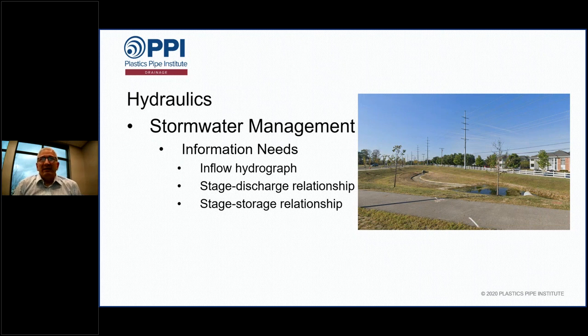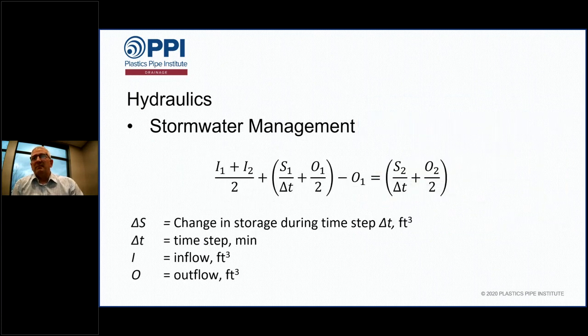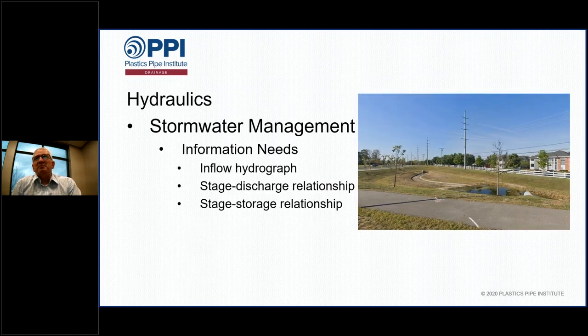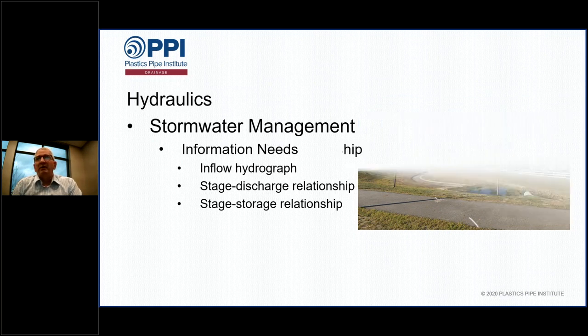So what we need is an inflow hydrograph, a stage discharge relationship, and a stage storage relationship. That's all we need. From those three things, we can determine everything necessary to solve this equation. So what do these mean? Inflow hydrograph, we know what that is, right? We've already talked about the inflow hydrograph. That's just the rainfall runoff.